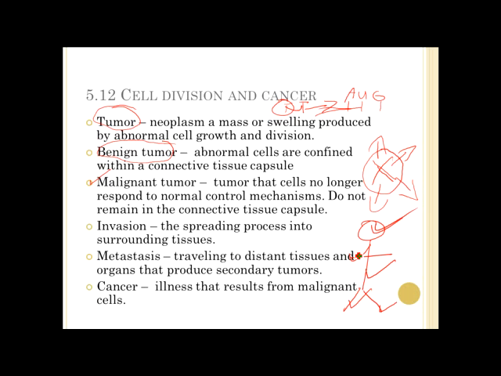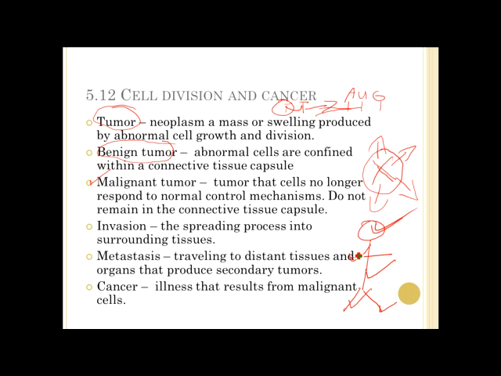And cancer, illness that results from malignant cells. The problem is every one of these cells has the ability, and they know what their job role is. So whenever you get cancer cells into, let's say, an organ that has a specific function, that's going to be problematic. The reason it's going to be problematic is because the cancer cells may not function like the surrounding tissue.